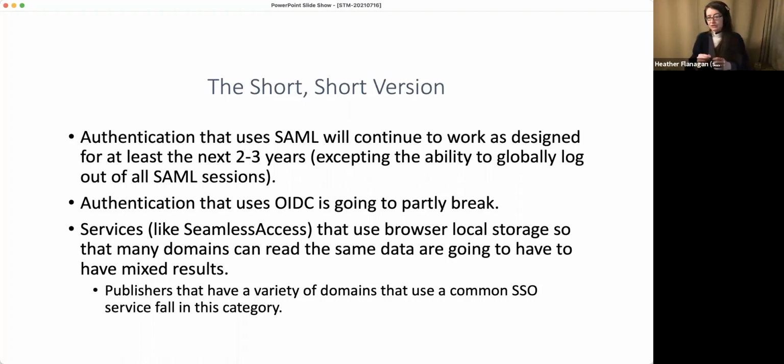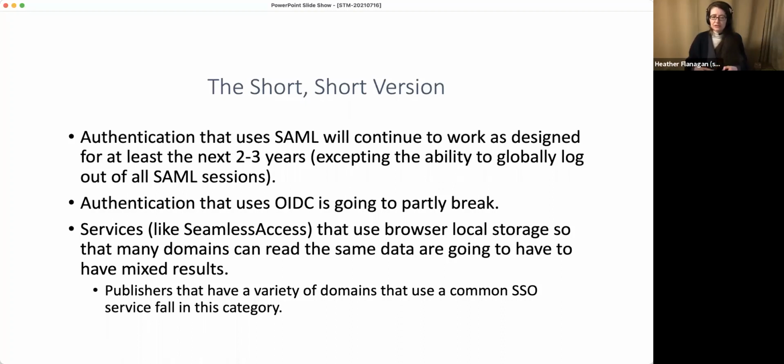Now, coming into the more social identity provider components, authentication that uses OIDC, which is OpenID Connect, is going to at least partly break, which is, since social identity is probably the single most pervasive use of federated identity on the web, that's going to be a character building experience for many who depend on it.